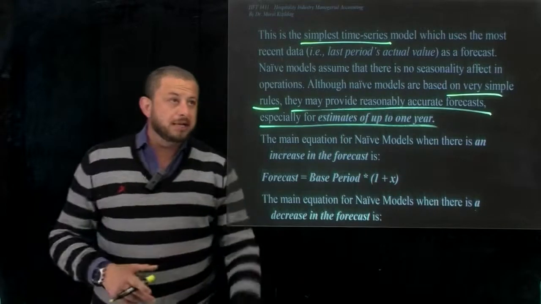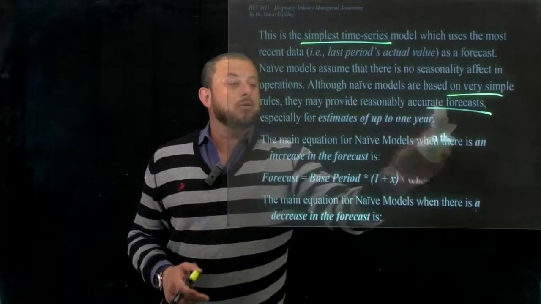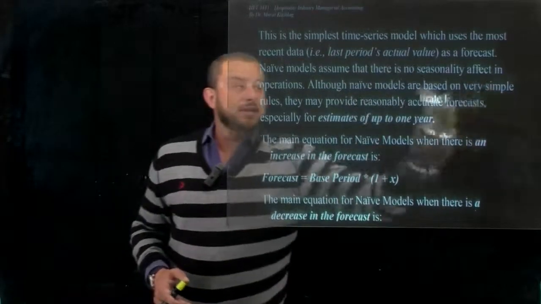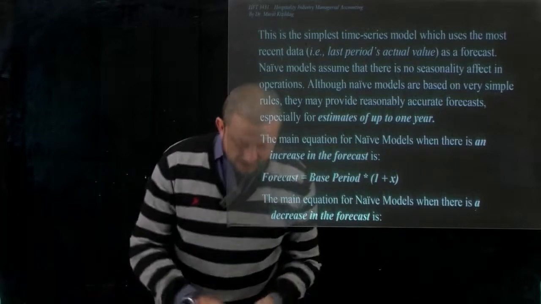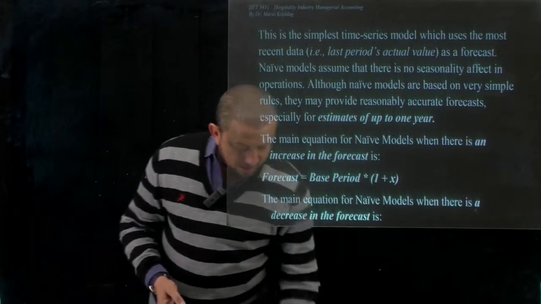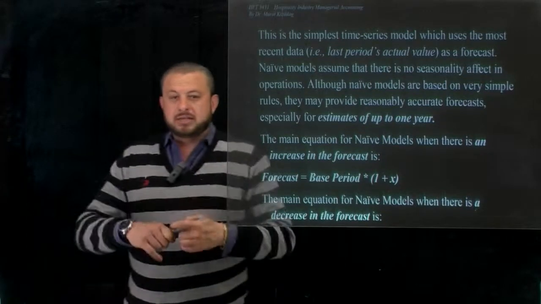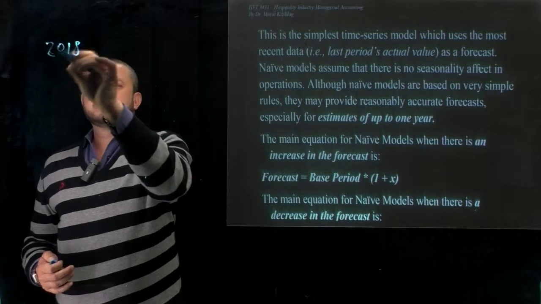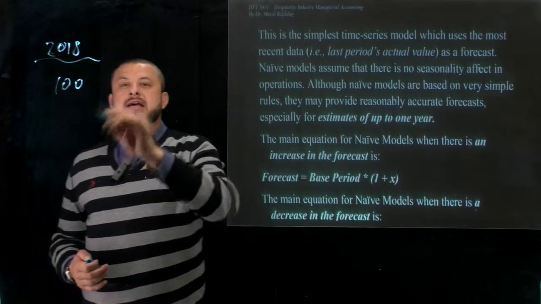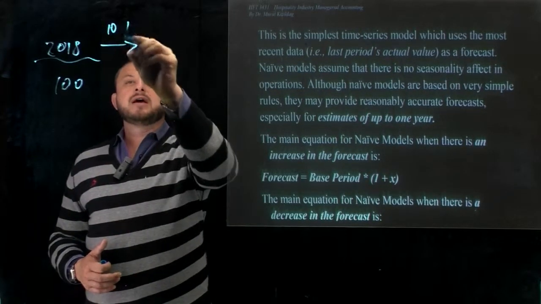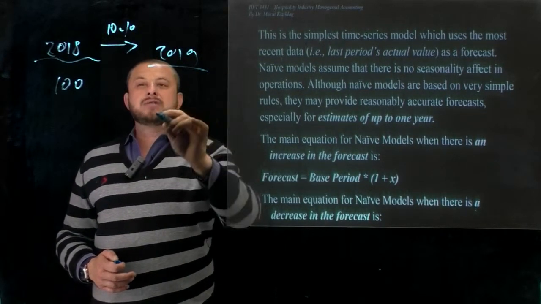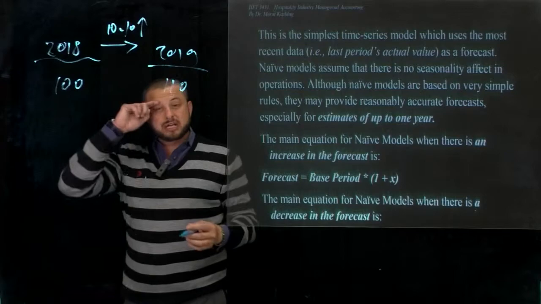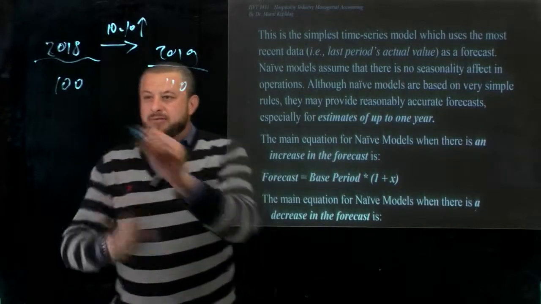I will show you the main equations right now. Naive models only deal with the base period and the change in the forecasting assumptions. Guys, the forecasting assumption is made by the decision maker. For example, in the naive model, this could be a great forecasting assumption: in 2018, the sales were $100. Now the forecasting assumption tells us that for 2019, our sales will increase by 10%. Therefore, it will be $110, let's say. So naive models deal with the base period, which is 2018 over here.